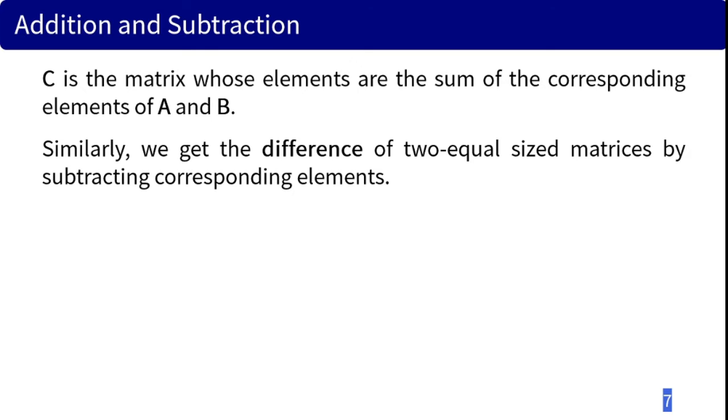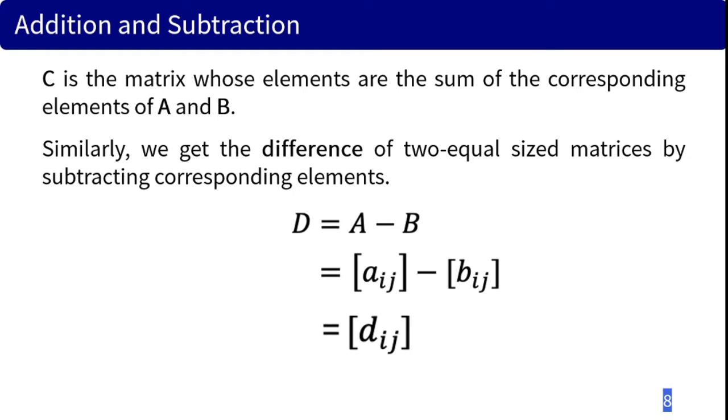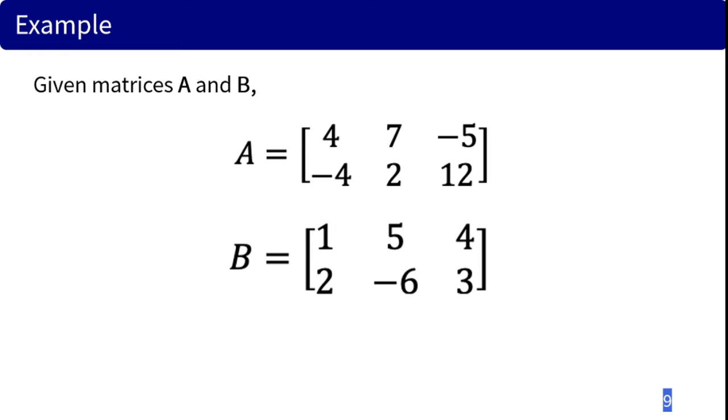Similarly, we get the difference of two equal-sized matrices by subtracting the corresponding elements, the same as we did with the sum of the matrices, C. Thus, if we let D be another matrix, then D is the difference matrix of A and B, and this matrix is denoted with D sub i and j enclosed by two brackets. Let us proceed with the following example.